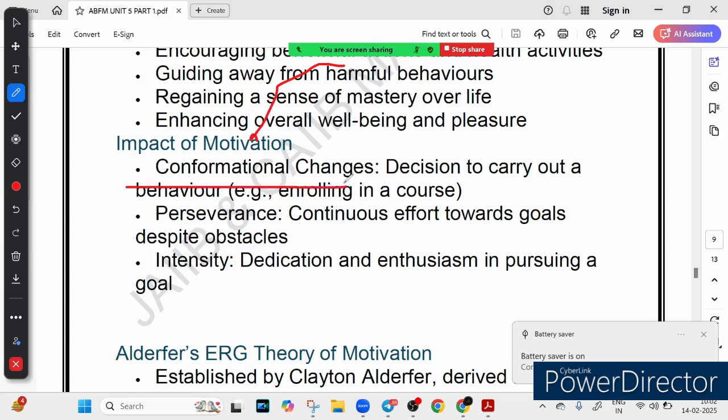So what does conformational change mean? Decision making power. You take action instead of just thinking about it. The second is perseverance. What it means? That you keep going despite obstacles, whether it is a tough exam or a career challenge, you keep going. And the last is intensity. That means enthusiasm. You give 100% effort to what you truly care about.